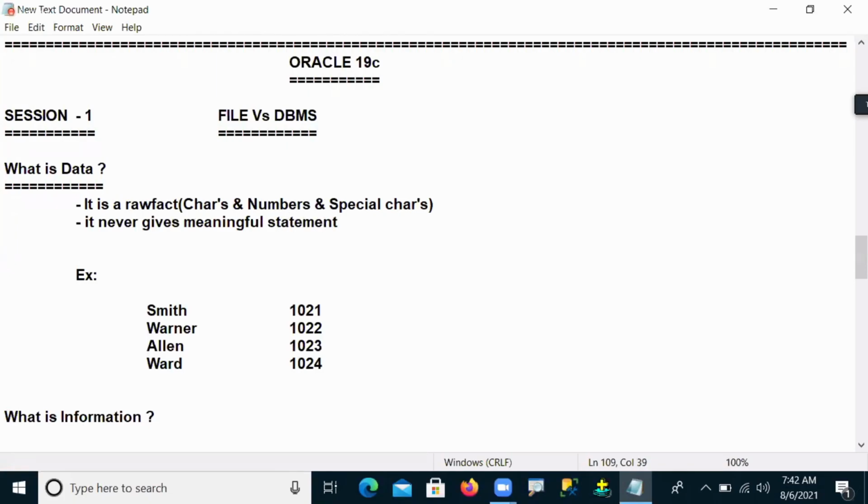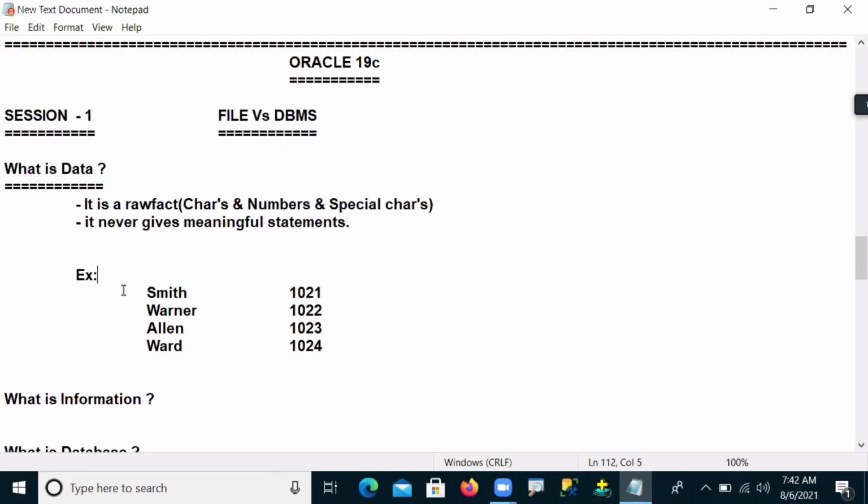It never gives meaningful statements. So meaningful statements doesn't give your data. We simply call it data because we know that it is there, names and numbers, but what it is exactly, we don't know. What is 1021 exactly, we don't know. So when we don't know the meaning of this data, that is called a raw fact. Especially, data never gives any meaning to us.